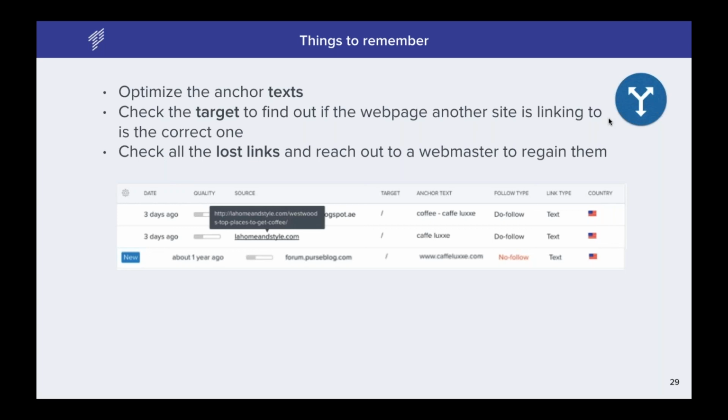And another, and I think the last thing: if you find some lost links in your account, they may have been lost for several reasons, but make sure that you reach out to the webmaster to regain them, because in such a way, they've already linked to you. If they say no, you can also offer, maybe not regaining this lost link, but posting some more valuable, more updated one. Just make sure you work on that.